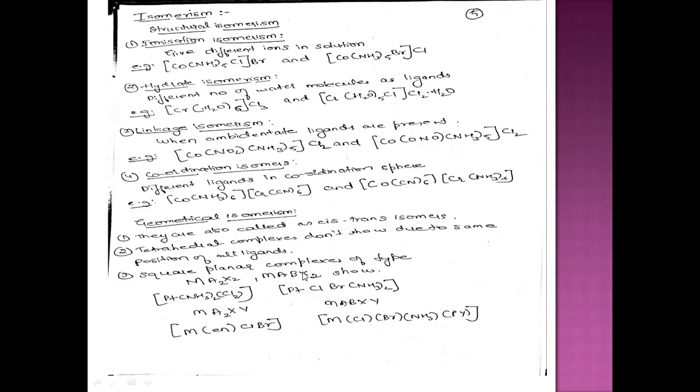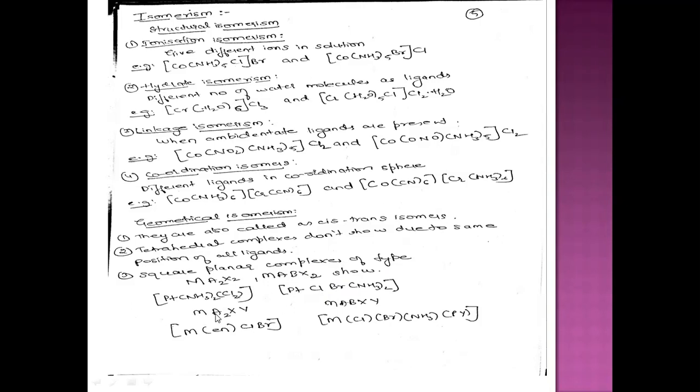Next, MABX2. 3 types of ligands are there. For example, Pt, Cl, Br, ammonia. But one of the ligands is 2 times. Okay. In this case also, with respect to ammonia, you can write cis and trans isomer. Okay, cis and trans isomer.